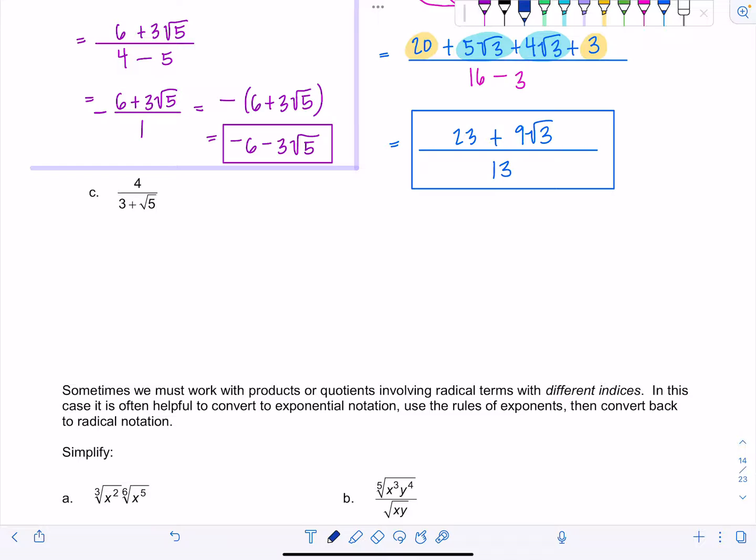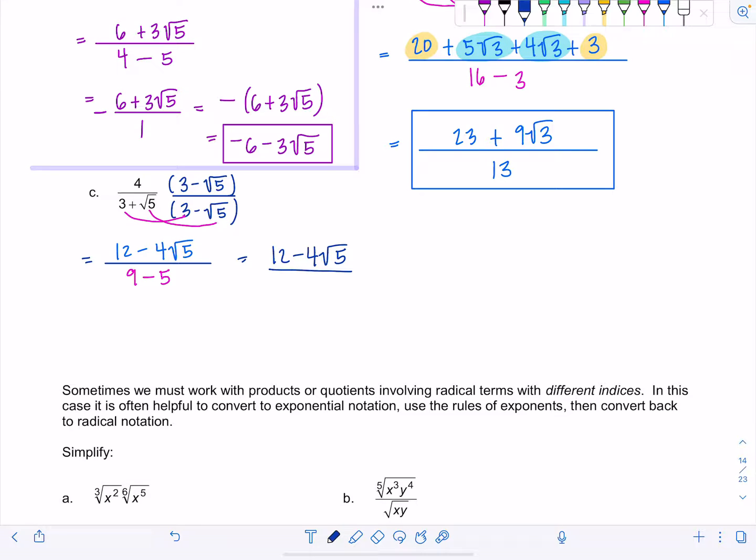Okay, so we're going to multiply by 3 minus rad 5, top and bottom. So let's see here. Denominator's going to be, that's the best part, 3 times 3 is 9, minus rad 5 times rad 5 is 5. Okay. Distributing the 4 across the numerator, that's 12 minus 4 rad 5. And then let's see what we got now. So 12 minus 4 rad 5 over 9 minus 5 is 4.